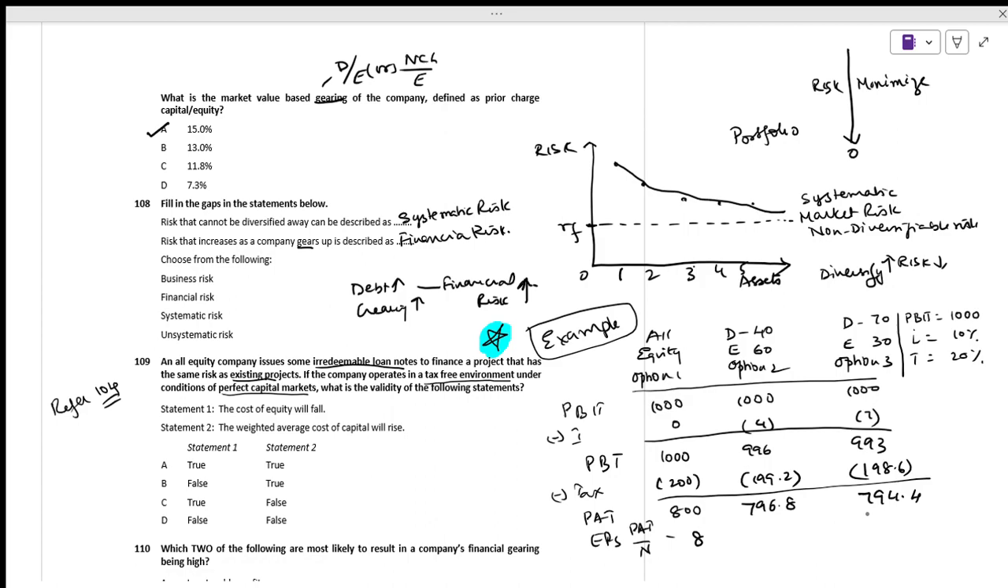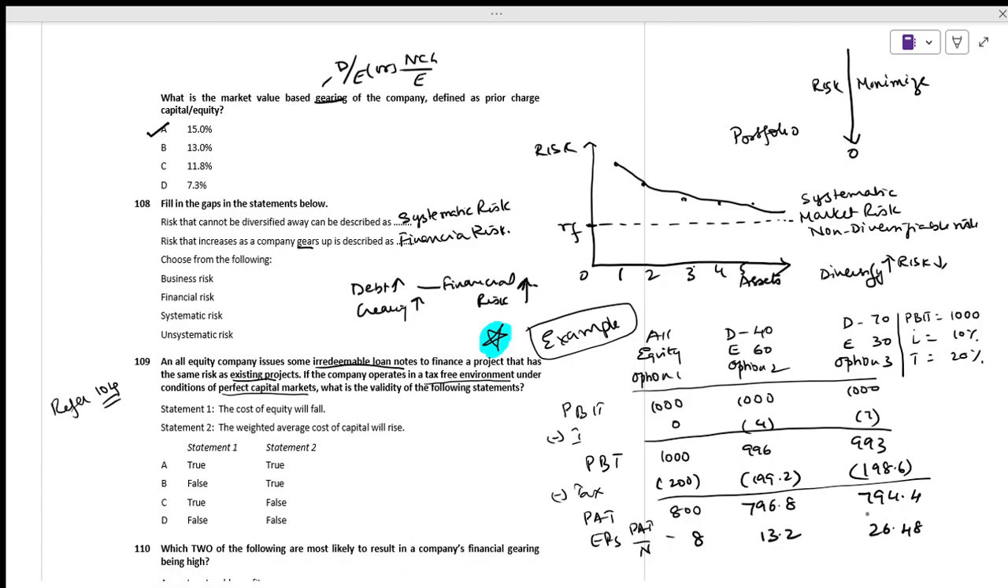796.8 divided by equity, how much? 60. Okay. How much is there? 13.2. Is it right? Next, 794.4 divided by 30. Equity is how much? 30. See the thing. How much is there? 26.4.